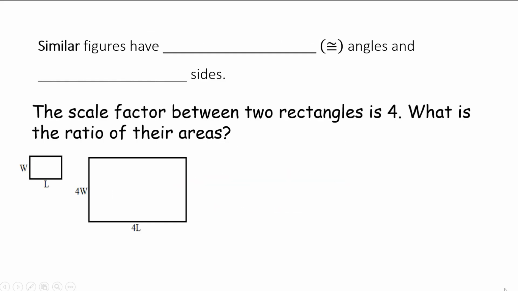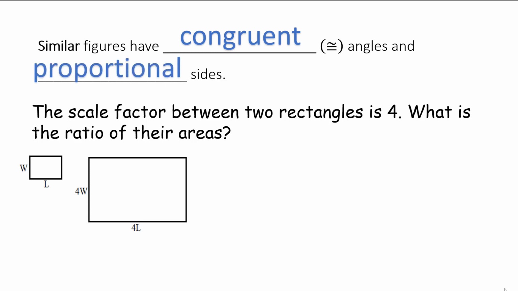Similar figures have congruent angles and proportional sides. You know that from similar triangles, but you can talk about that idea with any other shape too. So in this situation, you have two rectangles where the scale factor between the two rectangles is 4.